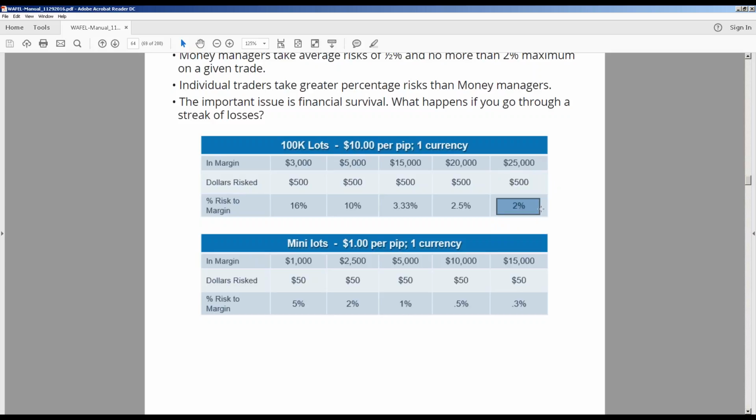If I'm trading with mini lots, which roughly equal $1 a pip, and I have $1,000 in my account and I'm risking $50, that means I am risking 5%. However, if I have $2,500 in my trading account and I'm risking $50, I'll be risking 2%.